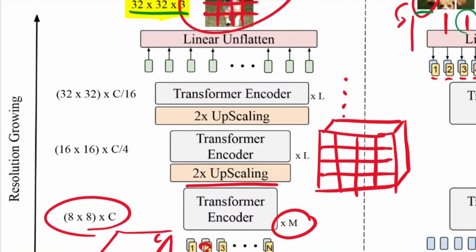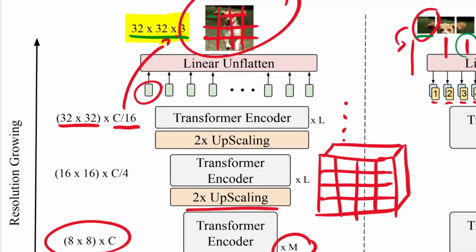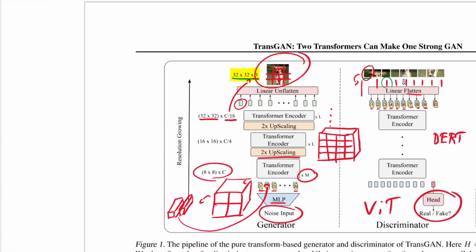At the end, they end up with their target resolution and a number of channels, and then they feed each individually through a small linear projection in order to project that to the 3 channels. So that's how they end up with 3 channels.